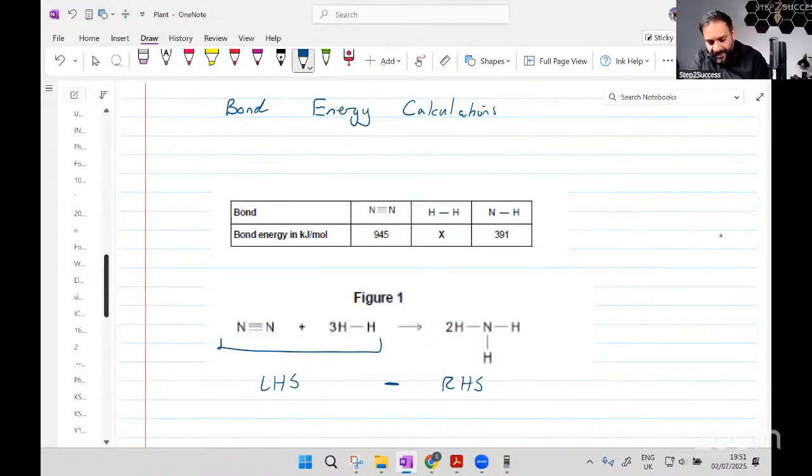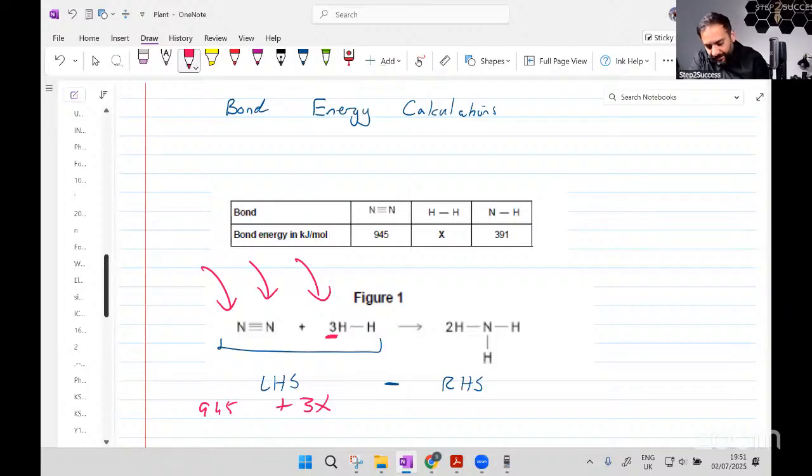So what happens in a chemical reaction is we take in energy to break all of these bonds. The amount of energy we take in is told by this table. So to break this nitrogen NN bond, we'll need 945. To break this HH bond, we'll need this much energy, and there's three of them. So you'll have 3x basically.